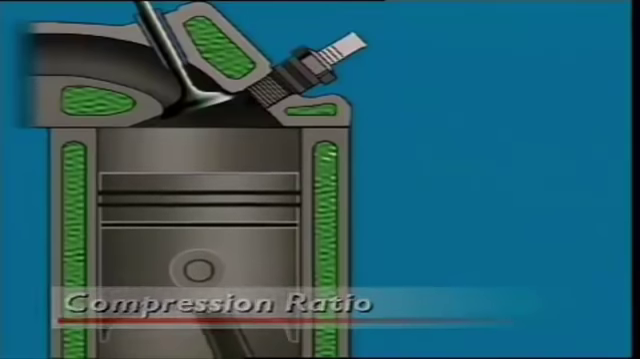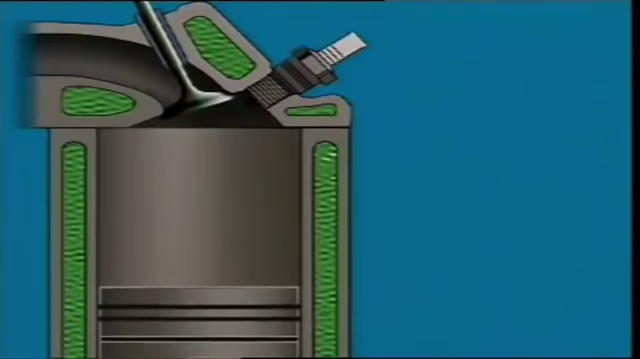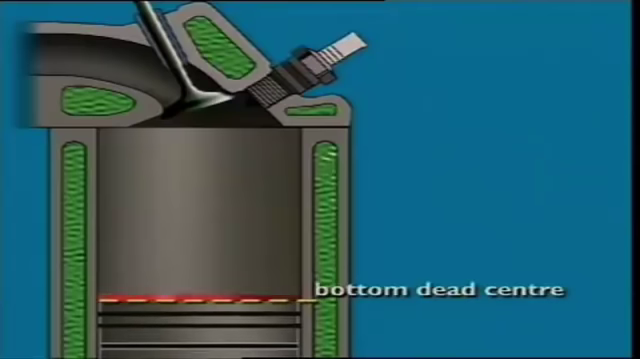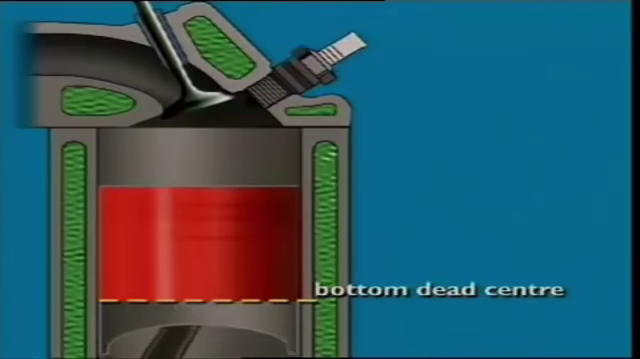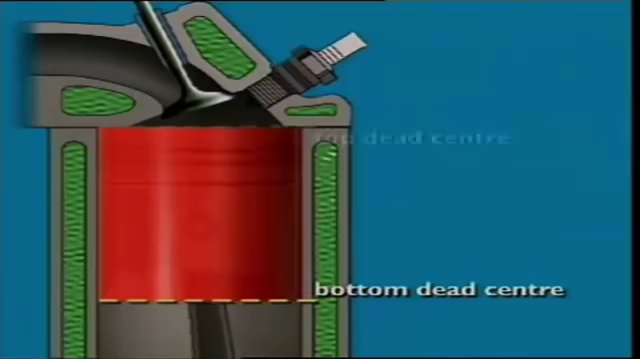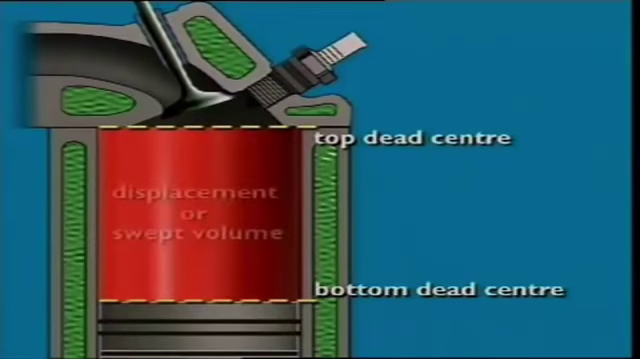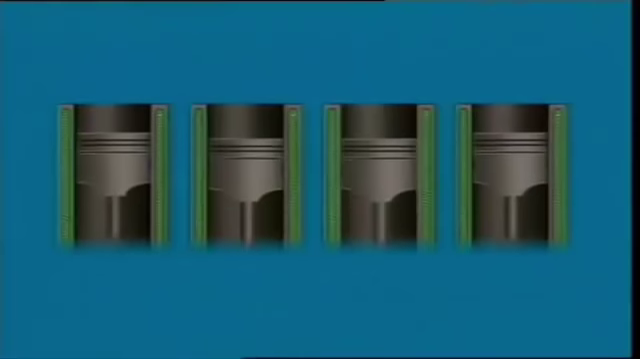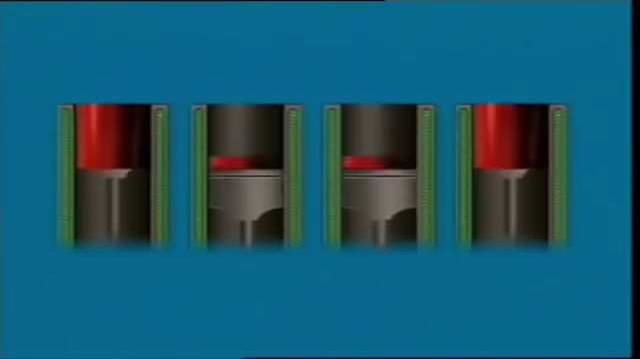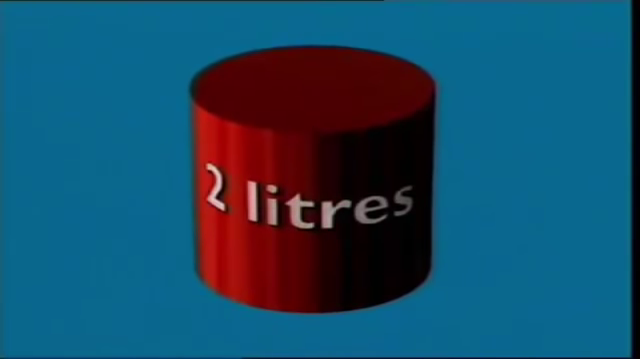Displacement is the volume a piston displaces in the cylinder as it moves from its lowest point, or bottom dead center, to its highest point, top dead center. This is also called swept volume. Notice that displacement does not include the volume above top dead center. Engine size is then the sum of the displacements of all the cylinders of the engine. It is called total engine displacement. For this engine, it is 2 litres.